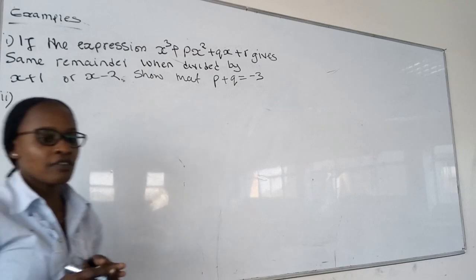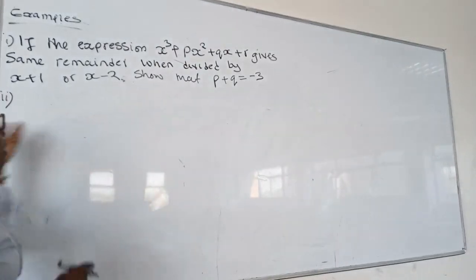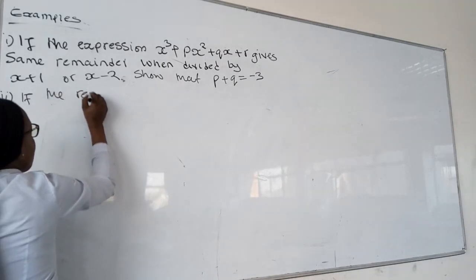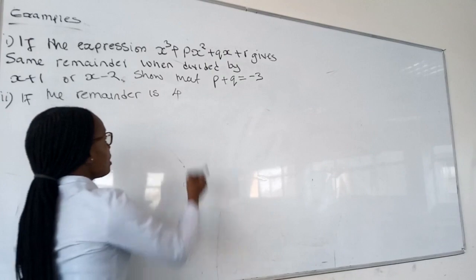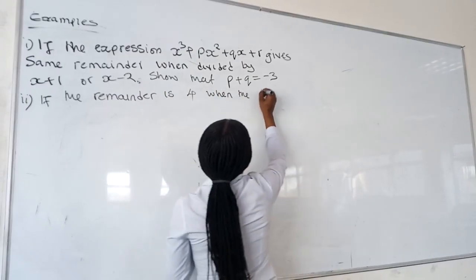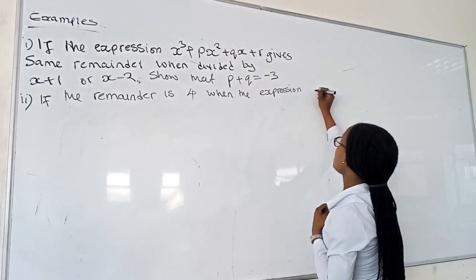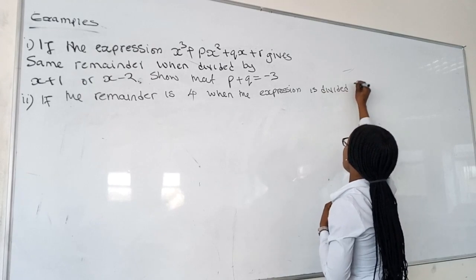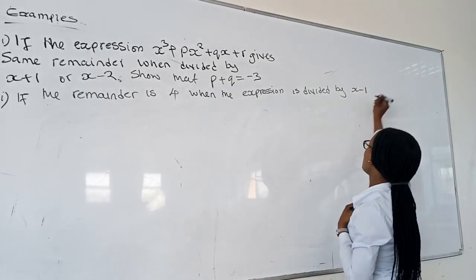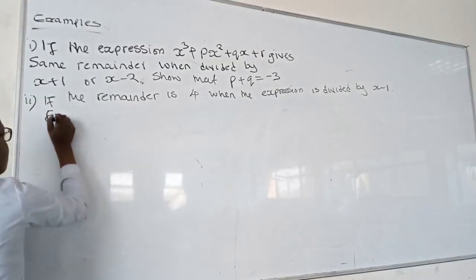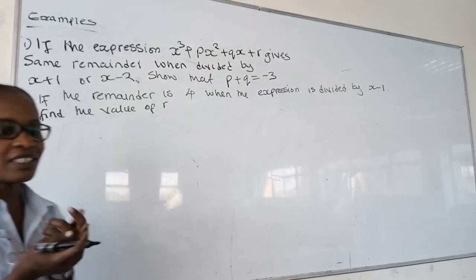Then the second part of the question is saying that if the remainder is 4, when the expression, the same expression that we are talking about, is now divided by x minus 1. So this time we now have x minus 1. So what is it that they want us to do? From here they now want us to find the value of r. That is the second question that we have.